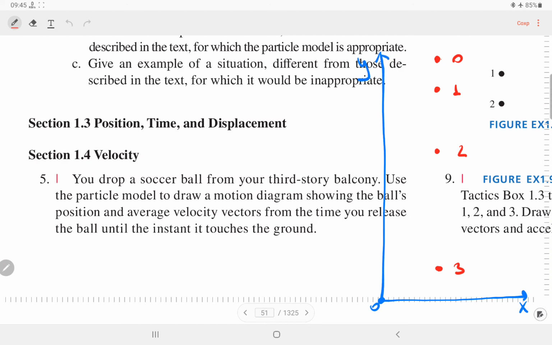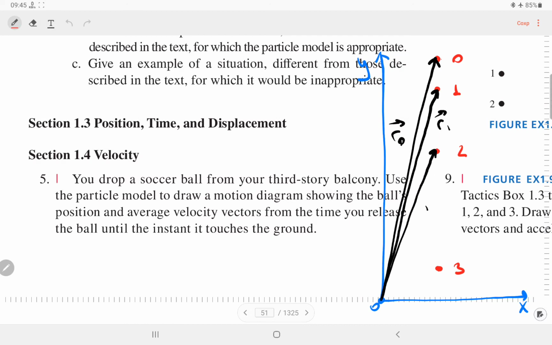So what is the position? This is the initial position, R0. This will be the R1 position. This will be the second position, we call it R2. And this will be the last position, R3. These are the positions. Now we have answered this part.